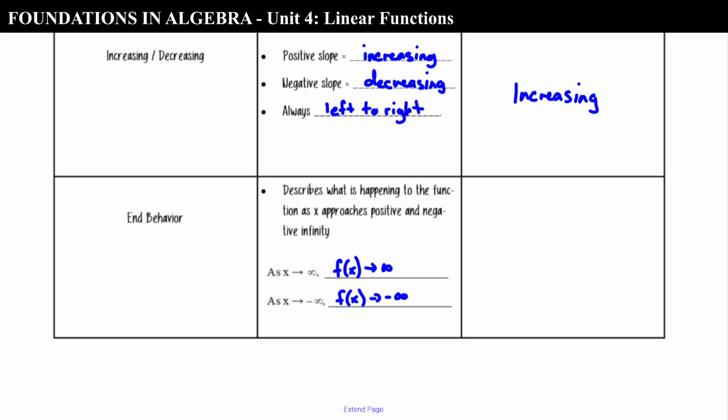So that was specific to this one. Here it's going to be plus or negative infinity, and here it's going to be plus or negative infinity. So for this particular example, as x approaches infinity, f of x approaches infinity. As x approaches negative infinity, f of x approaches negative infinity.